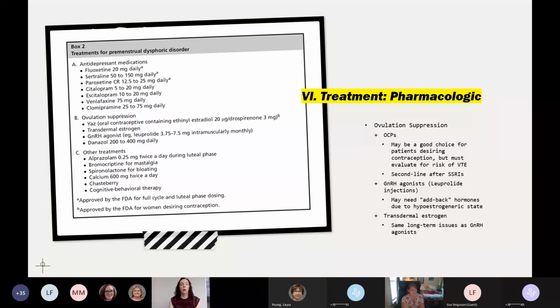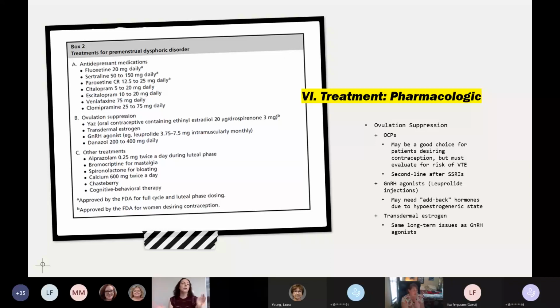You're going to be in a prolonged hypoestrogenic state, which leads to risks for decreased bone density and cardiac effects. So there have been studies about doing add back of these hormones. It's a little bit out of the scope of this talk that I have time for today, but that's a reason why this is really the third line.